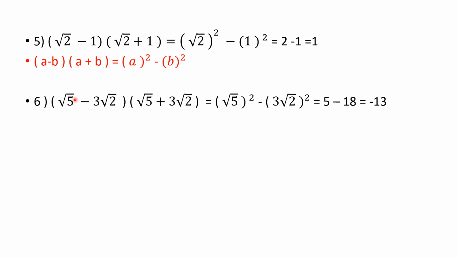Radical 5 minus 3 radical 2 into radical 5 plus 3 radical 2. Taking the square of the first term, it gives radical 5 squared subtracted from the square of the second term. We get 3 radical 2 squared, so it gives the final answer as negative 13.